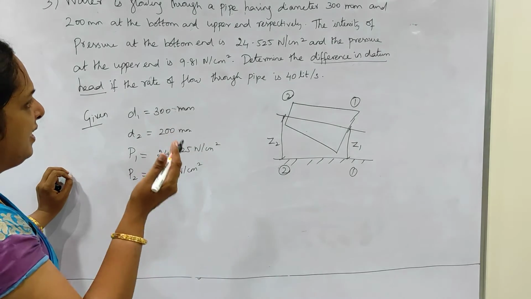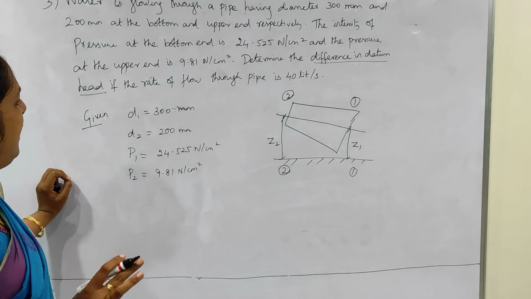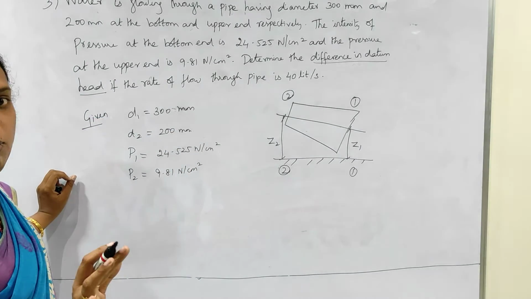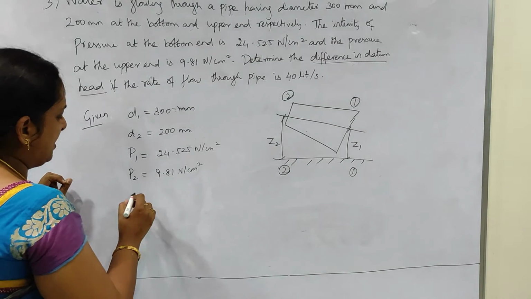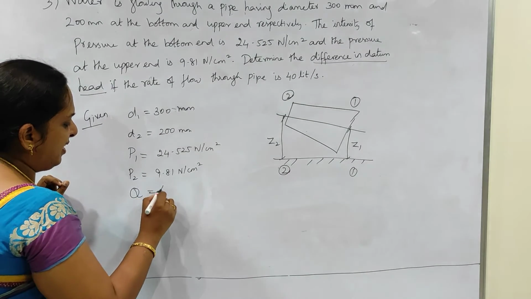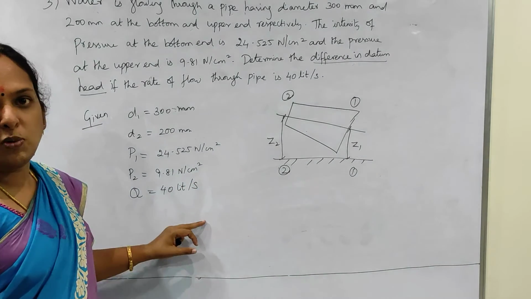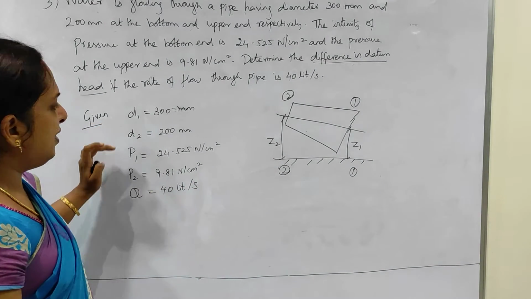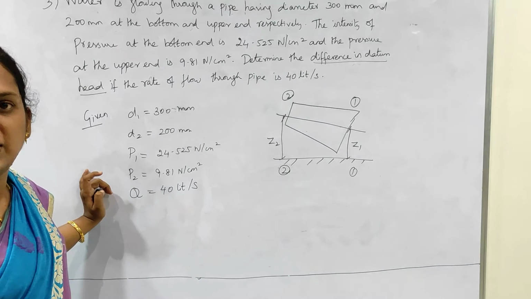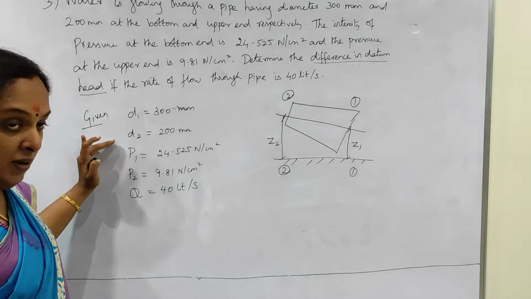Okay, the pressure is like this. Determine the difference in datum head if the rate of flow through the pipe is 40 liter per second. So the rate of flow is given here, it is 40 liter per second. Before proceeding with this problem, we will convert these units into respective meters and seconds, meters and Newton.